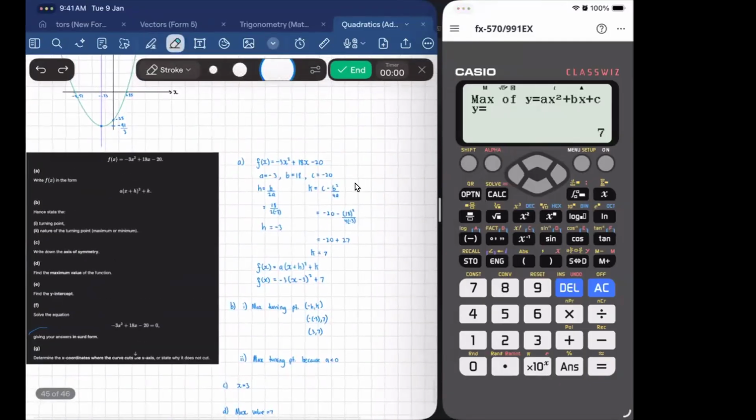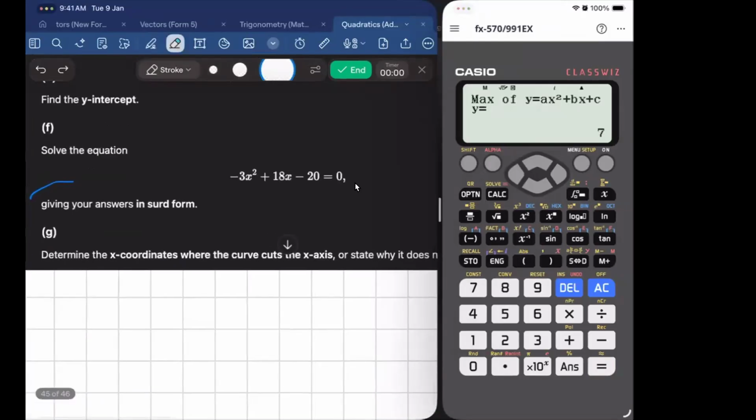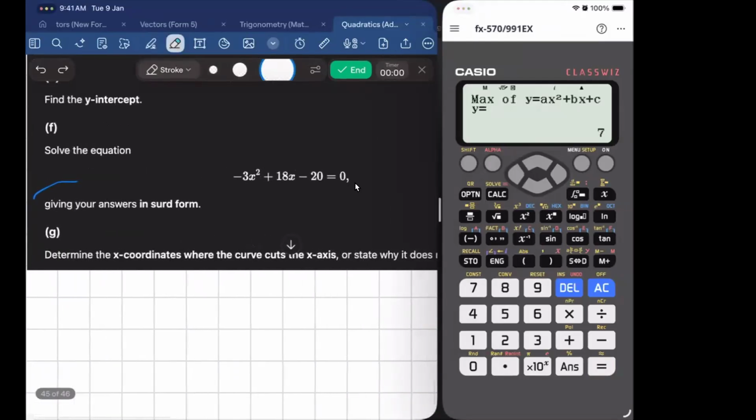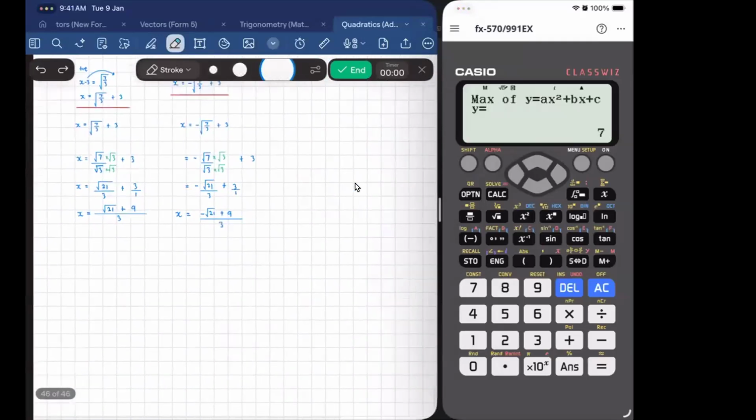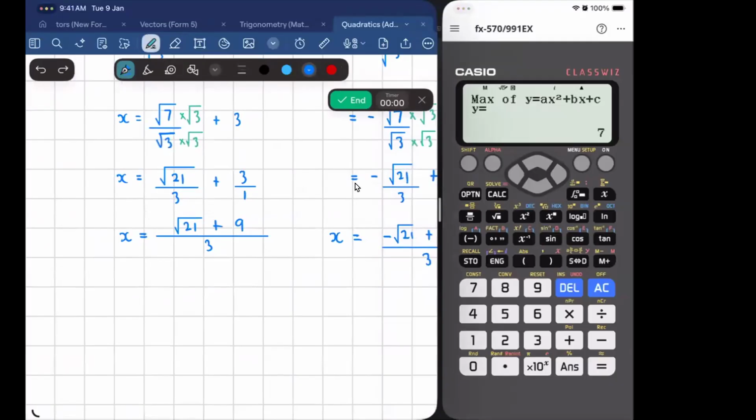Let's continue. So now they want us to determine the X coordinates where the curve cuts the X axis. All right, so they want us to figure out the X coordinates. That's not hard. Right? So Serena, don't worry, you'll get a Casio. Before the year finishes, you'll get a Casio, right, Serena? Thank you, sir. No problem.